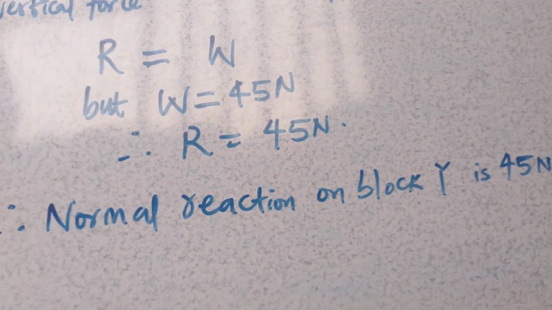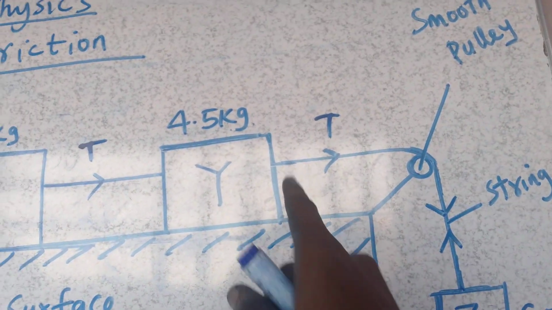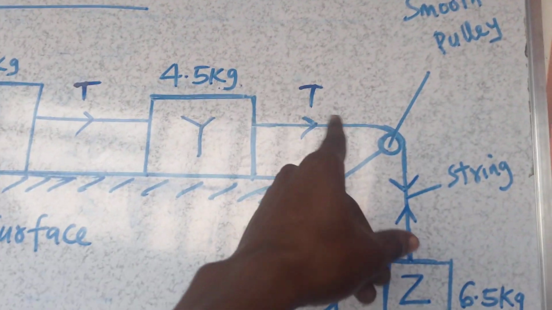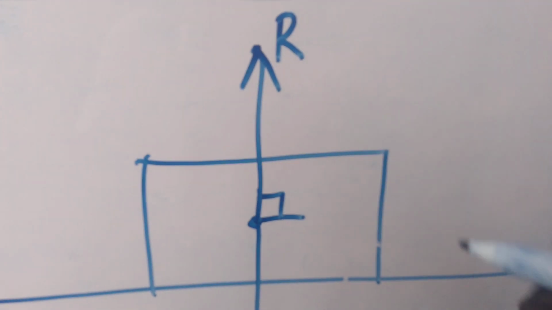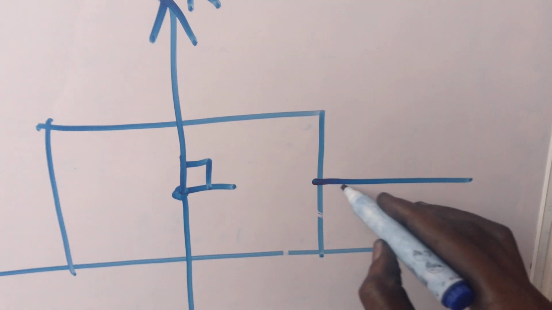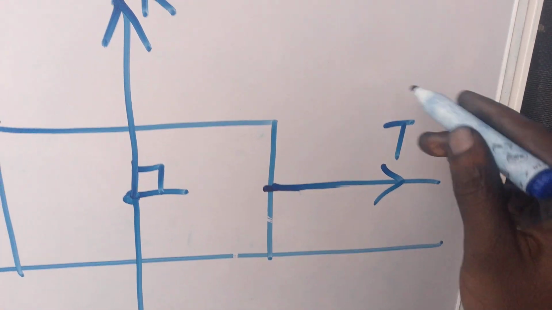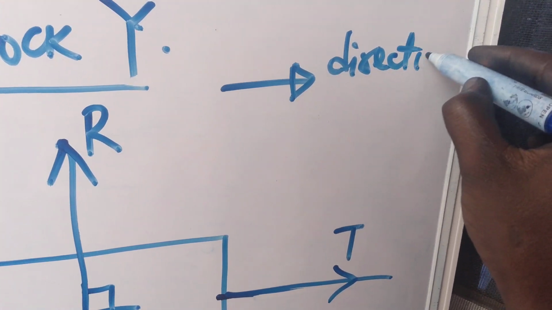Now you can then find the frictional force. If you observe here, there is a rope connected to this block and pulling this block this way. Now there is a tension force acting on that rope, tension T. I will indicate the rope that pulls the block towards the right, and the tension force is there. This is showing us the direction of motion.